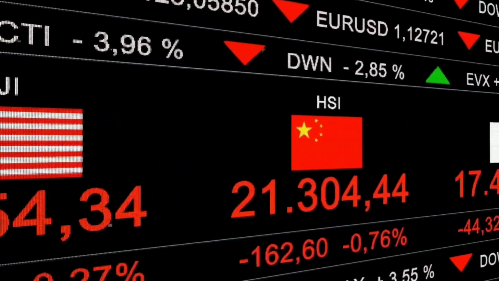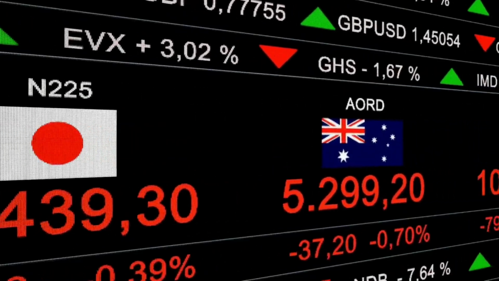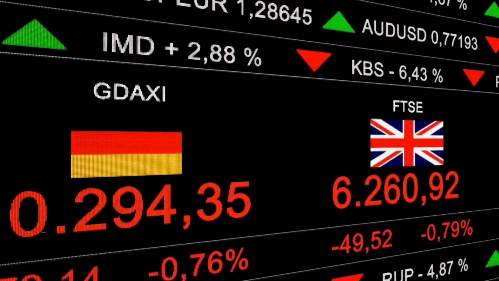Now we move into the trade setups. Most people will click away right now, but this is where money is made.